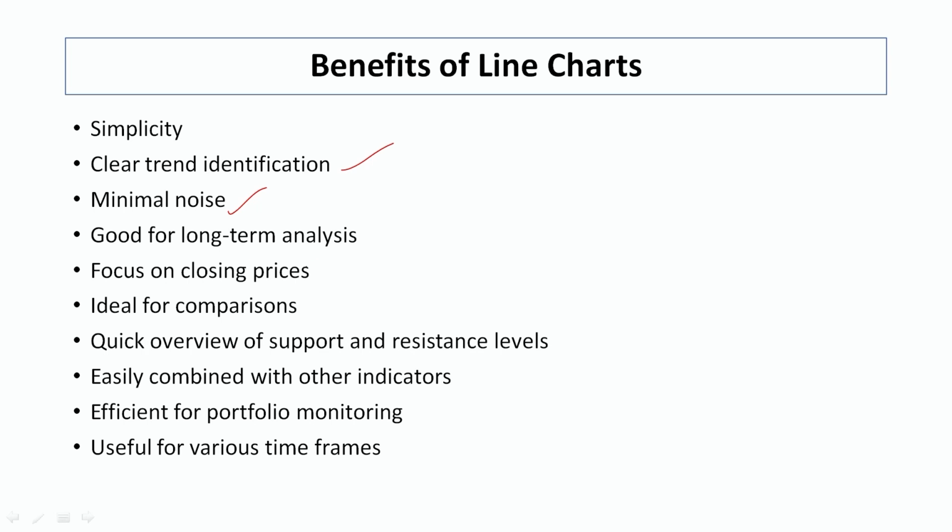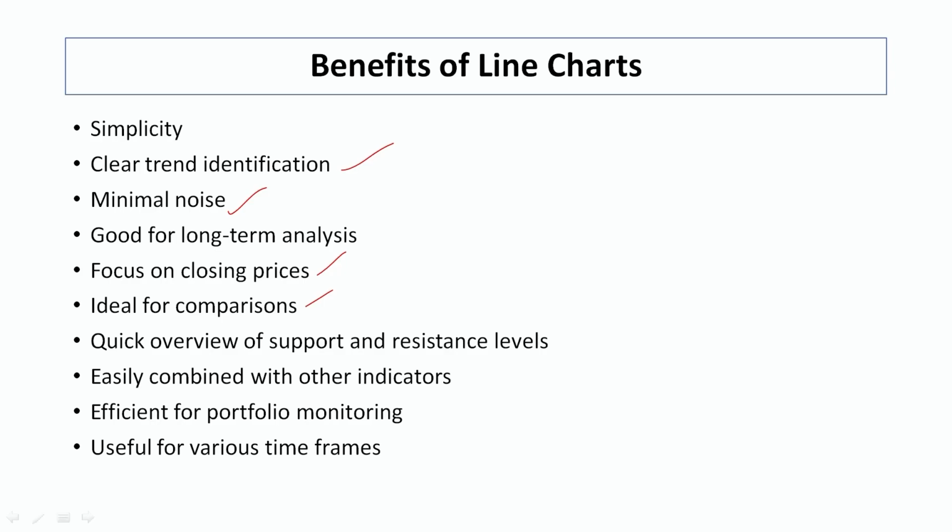It is good for long-term analysis, because we want to know in what situation we are going to buy or sell the stock. The line chart is a basic figure through which we can predict the future. It focuses on closing prices only, as I already mentioned. It is ideal for comparison, because on the basis of a line chart we can go for comparison.